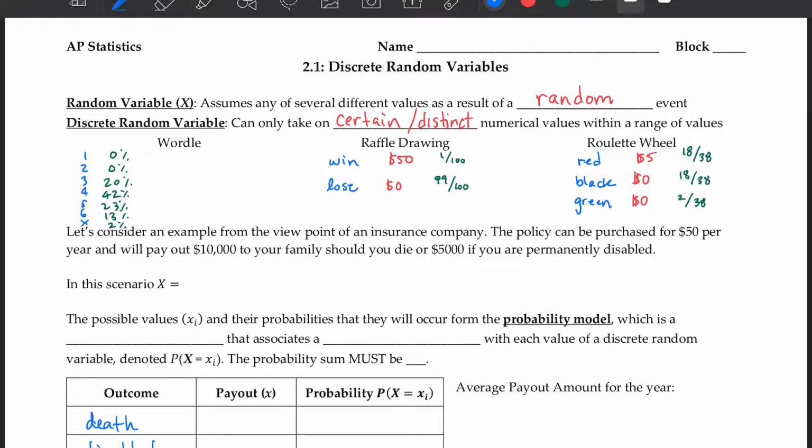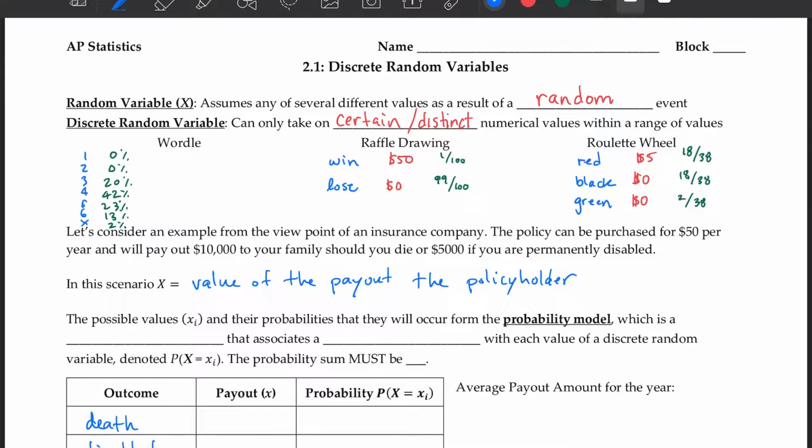So in this particular scenario, our variable x is the value of the payout to the policyholder, or the policyholder's family in the event the policyholder perishes. So it's the value there. So, we can see it's $10,000, it's $5,000. We're not really worried about the $50 just yet. Or there's also an opportunity where there's no payouts, right? Because that would be if you stay alive or you are not disabled.